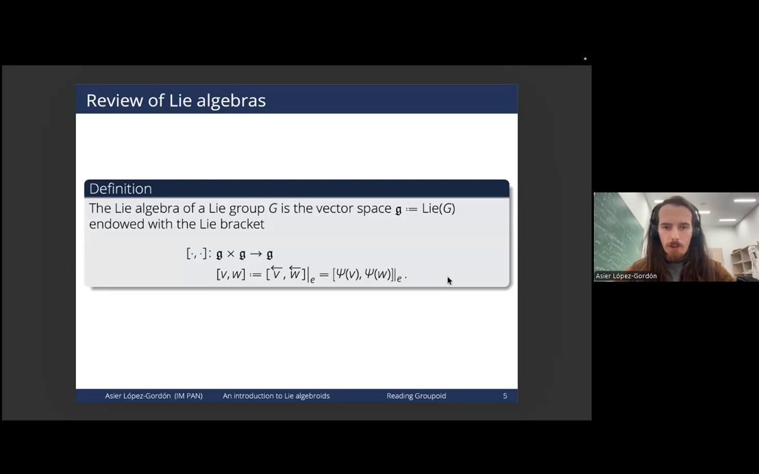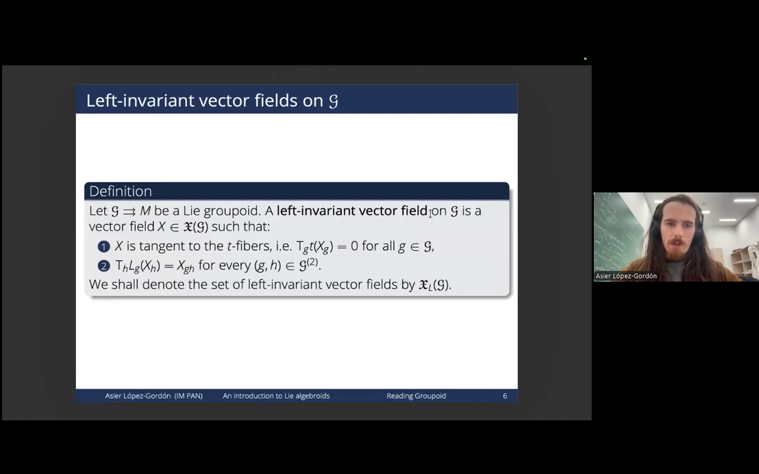We endow the Lie algebra of the Lie group with a Lie bracket, precisely by the restriction of the bracket of left invariant vector fields. Sorry, I didn't say it, but it's just the tangent space at the identity. Okay, so what we will do for Lie groupoids is try to generalize this notion.